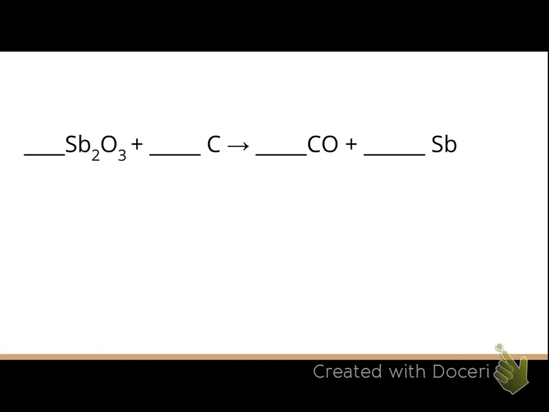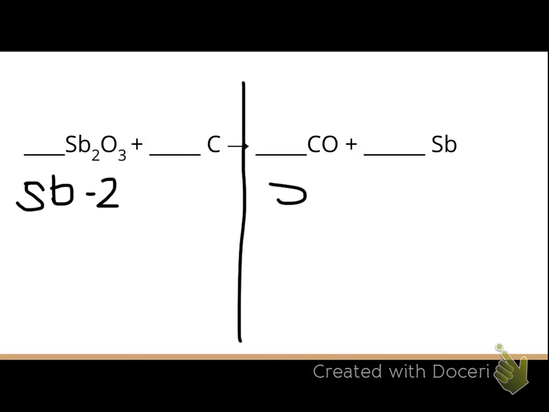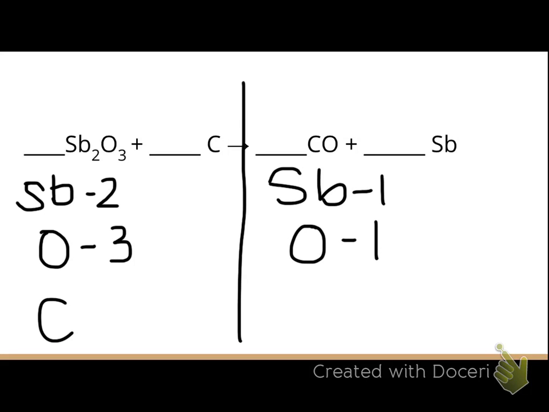All right, so we have another one here. So if you want to draw that line, if that helps you, we'll go ahead and draw that line down the middle. So SB, our antimony here. This side I've got 2. This side I have 1. Oxygens, I have 3. Oxygens, I have 1. Carbons, 1. Carbon, 1. All right. So carbon looks good. So we don't really have to do anything with that yet.